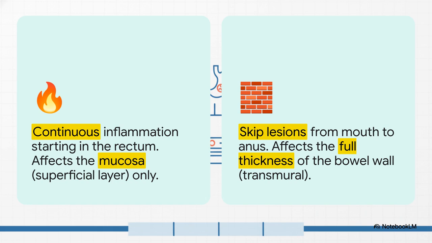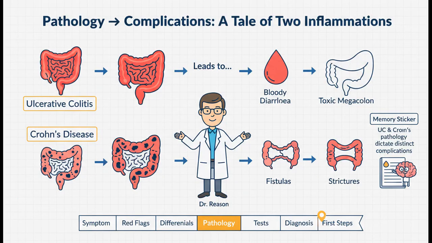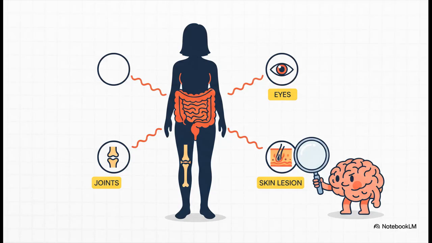And crucially, these potholes go all the way through the full thickness of the road. That's transmural inflammation. And this difference in pathology, superficial versus deep, directly predicts the kinds of problems we see. That superficial sunburn of UC explains a constant bloody diarrhea and the feeling of urgency. But the deep potholes of Crohn's, that transmural inflammation, that explains why it can cause these deep complications, like tunnels that form to other organs, called fistulas, or deep scarring that narrows the bowel, which we call strictures. The pathology explains everything.